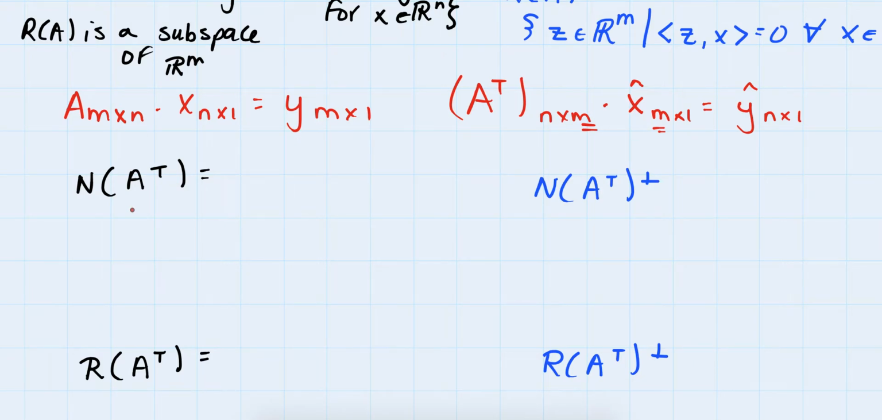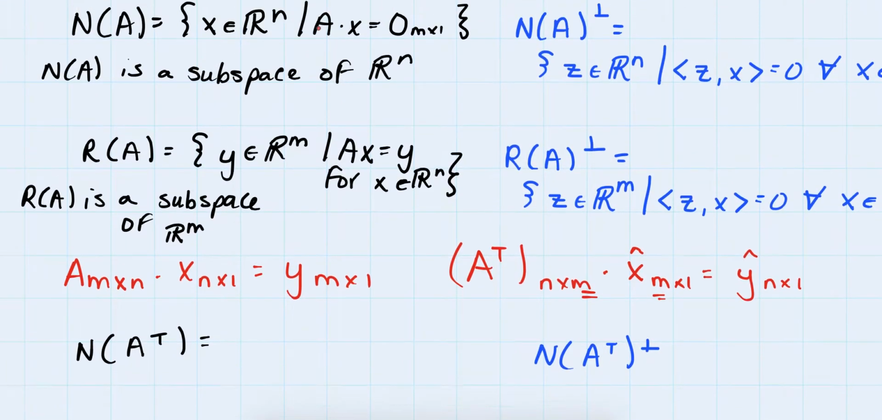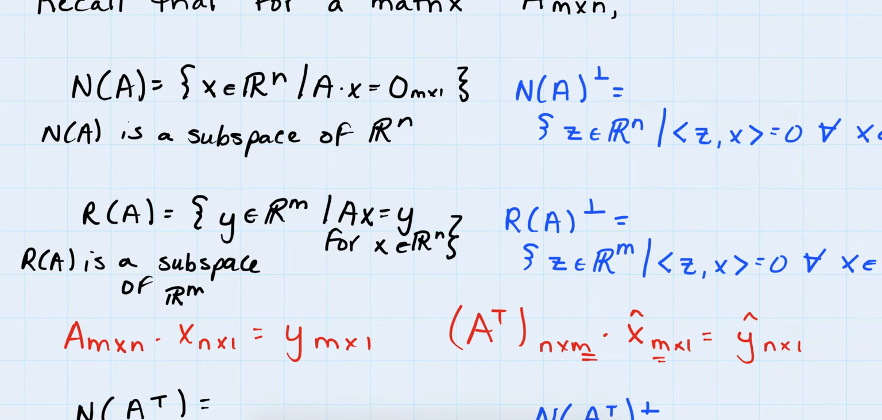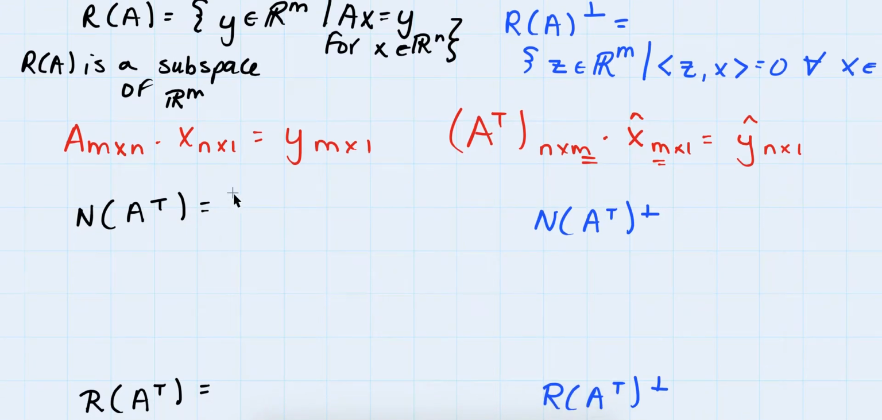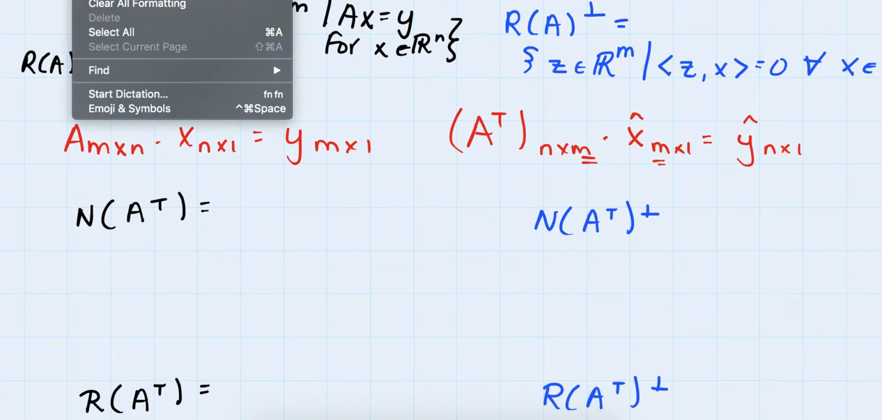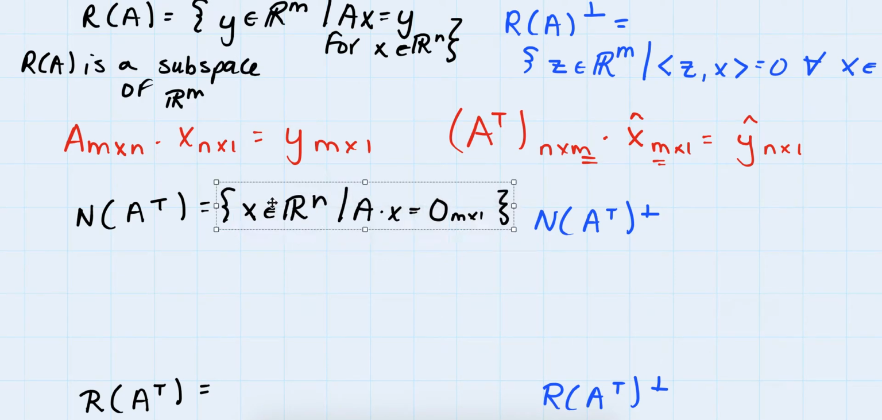So the null space is going to be the exact same thing as this. Let's copy this, but there's going to be just a couple of changes. What's going to be different? It's going to be the set of all vectors in Rm such that when you take the transpose of A and multiply it by x, you get the zero vector, but the zero vector has to be n by 1.